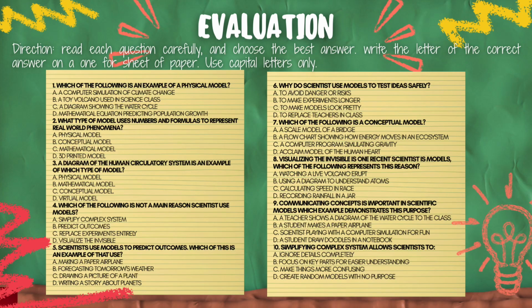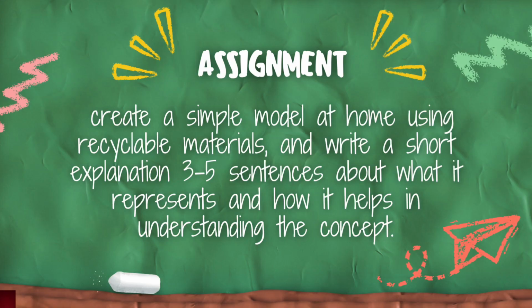For your evaluation, it is a multiple choice questions. The direction is read each question carefully and choose the best answer. Write the letter of the correct answer on a 1/4 sheet of paper and also use capital letters. For your assignment, create a simple model at home using recyclable materials and write a short explanation, 3 to 5 sentences, about what it represents and how it helps in understanding the concept.